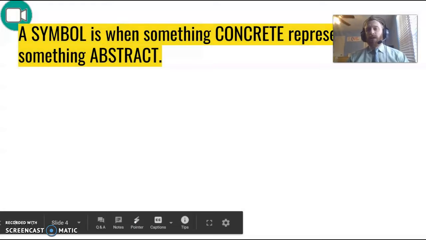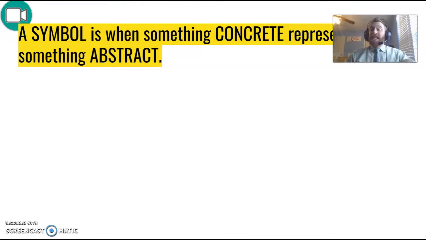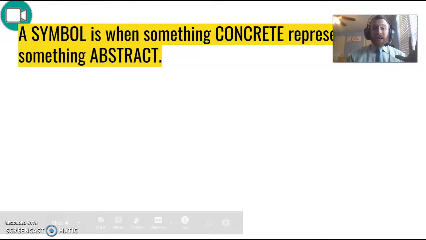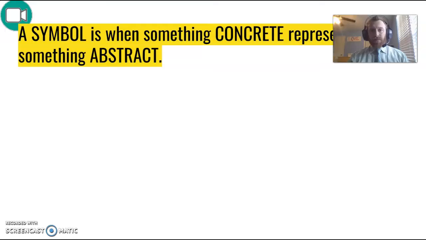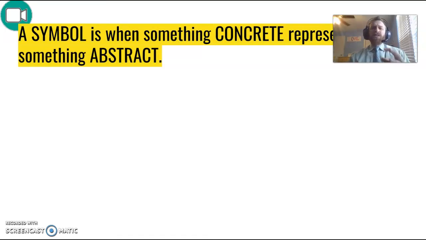The first thing we started talking about is symbols, right? Symbolism is about that symbol. It's something concrete, which means something you can touch, like a notebook or a phone. It's something you can actually touch and hold and feel. Symbolism is when that concrete thing that you can touch represents something abstract. Abstract means something that you can't touch and hold and feel, but it's an idea or an emotion, like maybe freedom or sadness. So symbolism is when something concrete represents something that's abstract, right?